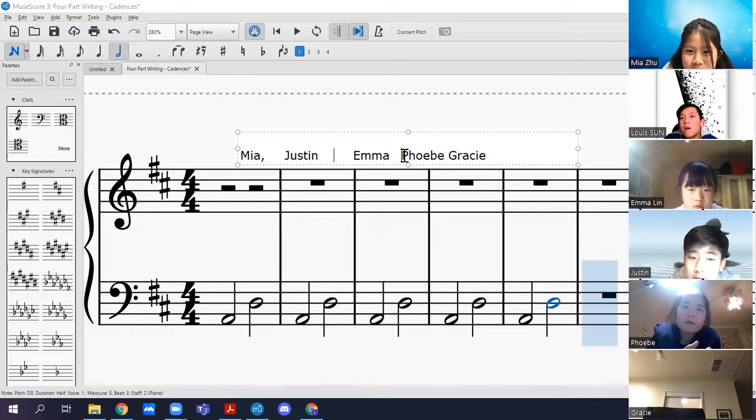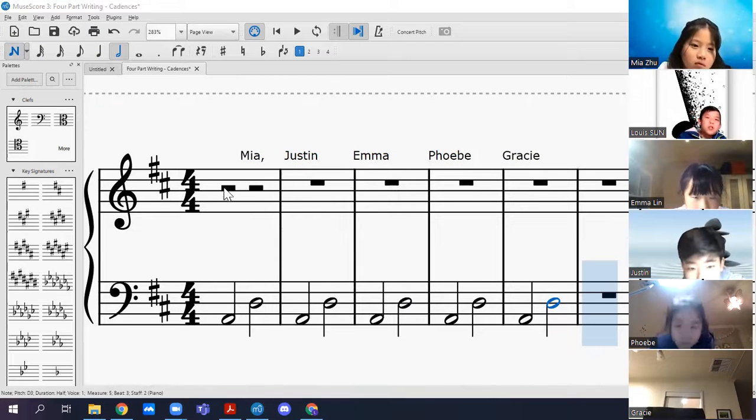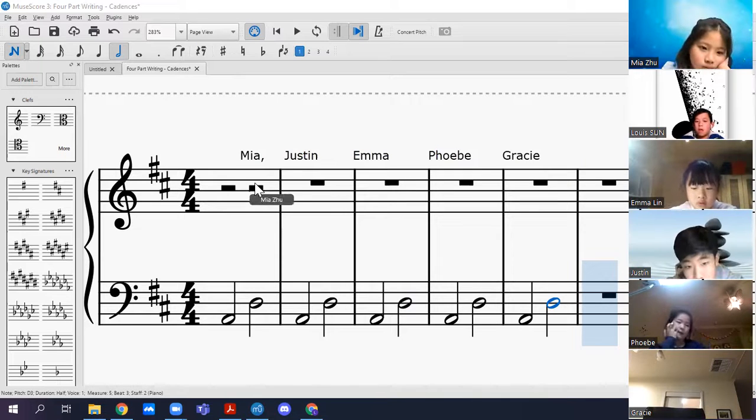So are we writing the top two parts? Top three, yes. So the tenor, the alto, and the soprano. So make sure you have your supertonic to tonic in the soprano. One of the voices stays still, another of the voices rises.